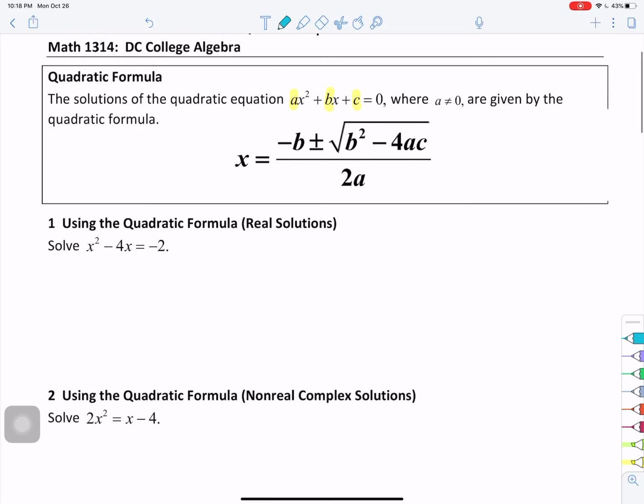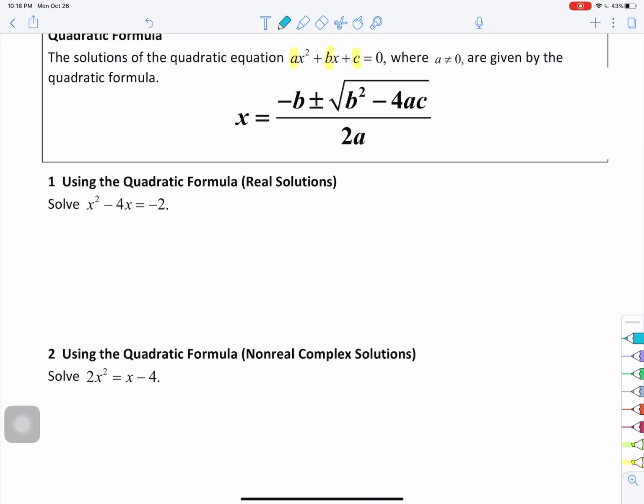We're going to solve this equation using the quadratic formula. And so we have x squared minus 4x equals negative 2. So we have to go ahead and set this equation equal to 0. So I added 2 to both sides. Now, what I like to do is I like to write A is 1, B is negative 4, and C is 2. It's really nice to get those written so that you can come over and use the quadratic formula.